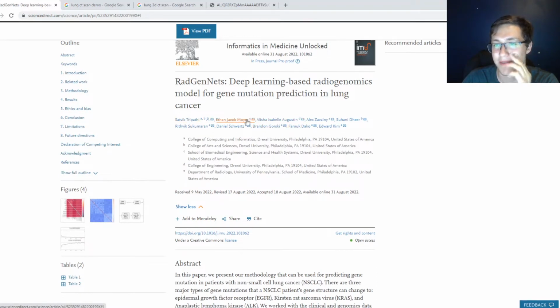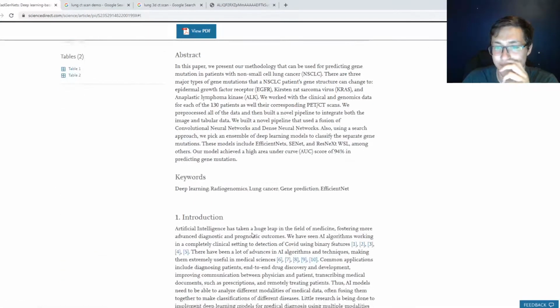Here are some of the people I worked with. They were in our AI research group at my school. A lot of these are my friends. We also had a professor and a doctor help us out.